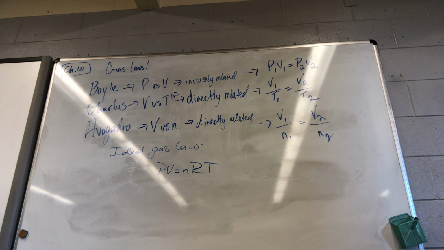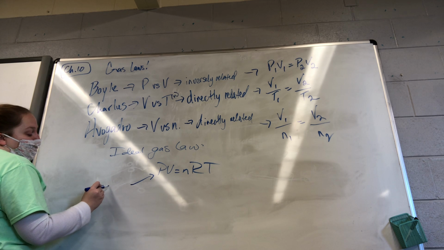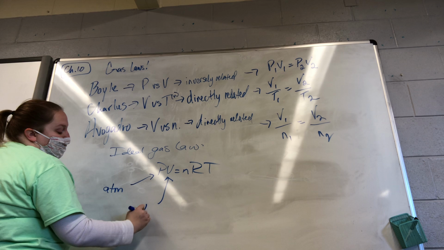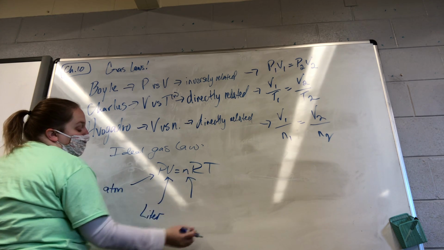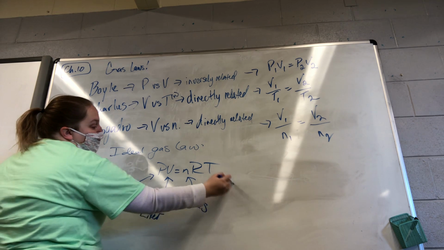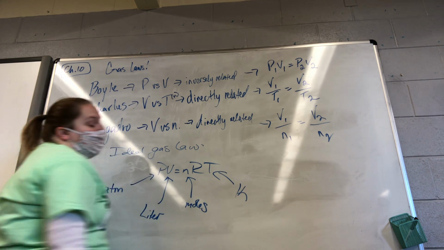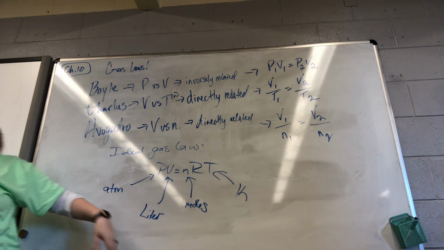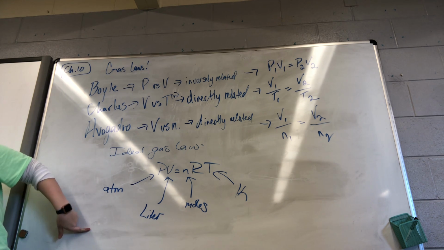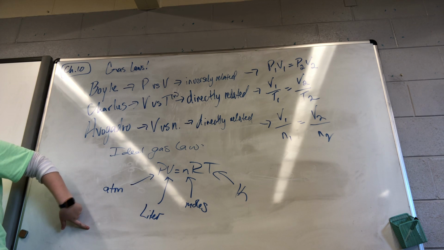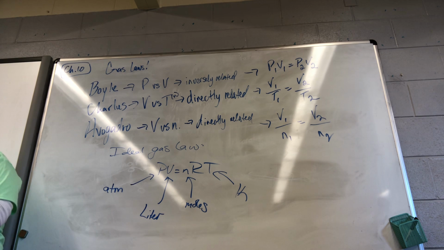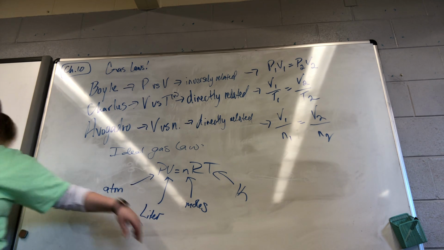R is the constant based on the units that you should be using. Pressure should always be in what unit? ATM. Volume should always be in liters. N should be moles. T should be Kelvin. As long as you are holding fast and true to these specific units for the gas laws chapters, make sure you are converting. If you are given Celsius, convert to Kelvin. If you are given milliliters, convert to liters.